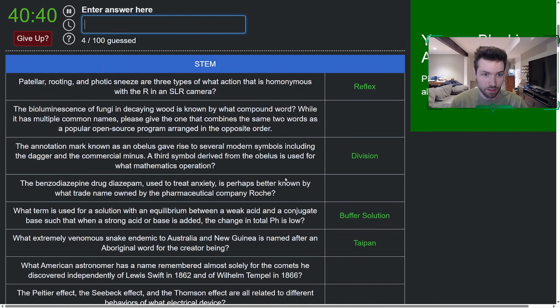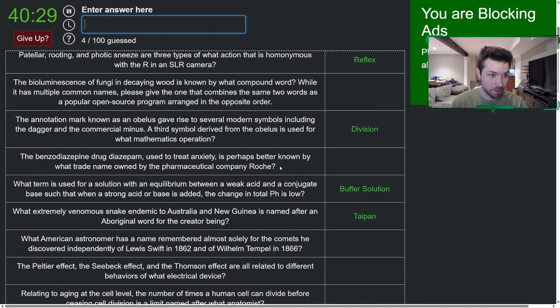So I think that's going to be 4 out of 10 on the STEM section, which is not good because this is not one of my best categories, but not one of my worst either. So this isn't the best start, but these are hard.